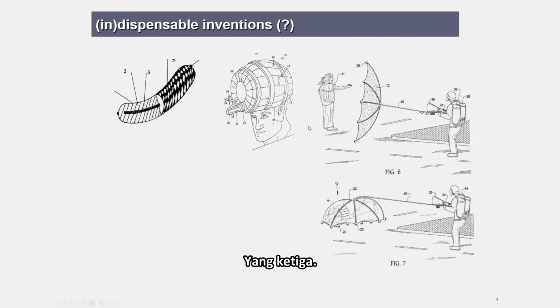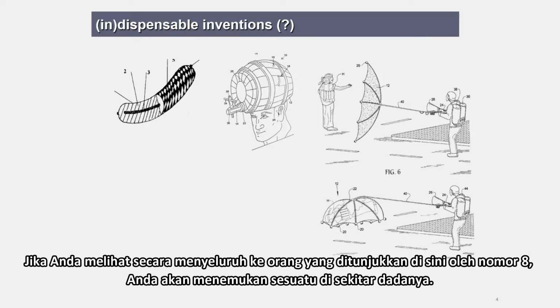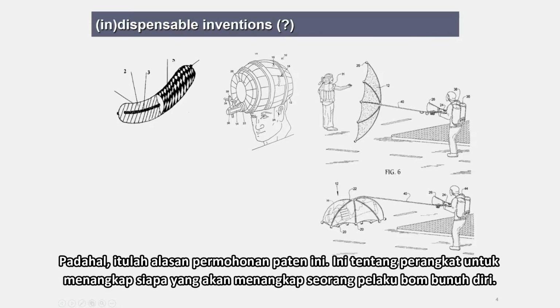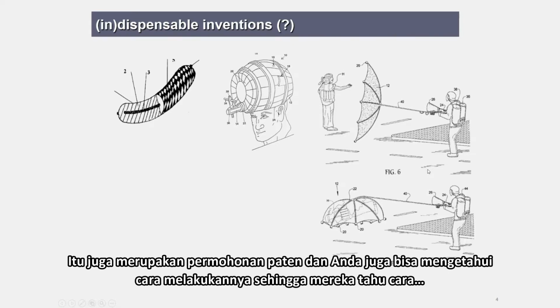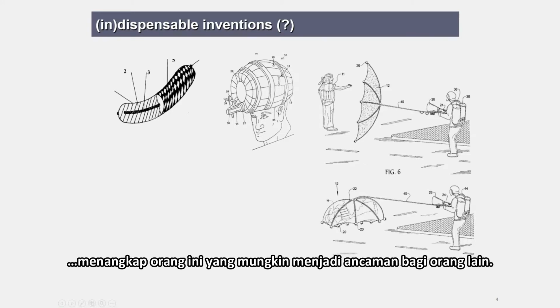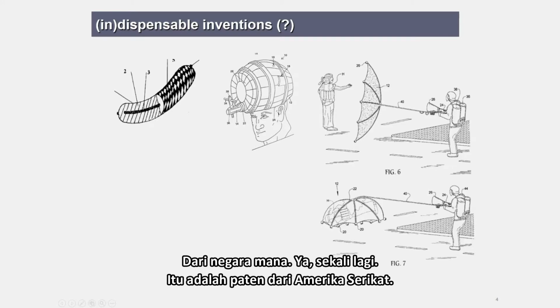The third one, so if you look thoroughly at the person shown here by number 8, you will see something around his or her chest. In fact, that is the reason for this patent application. It is about a device to capture who? To capture a suicide bomber. That is also a patent application, and you can also find the way how it is done. So that is how they found out to capture this guy who might be a threat to other people. From which country? Yes, again, that is a patent from the United States.